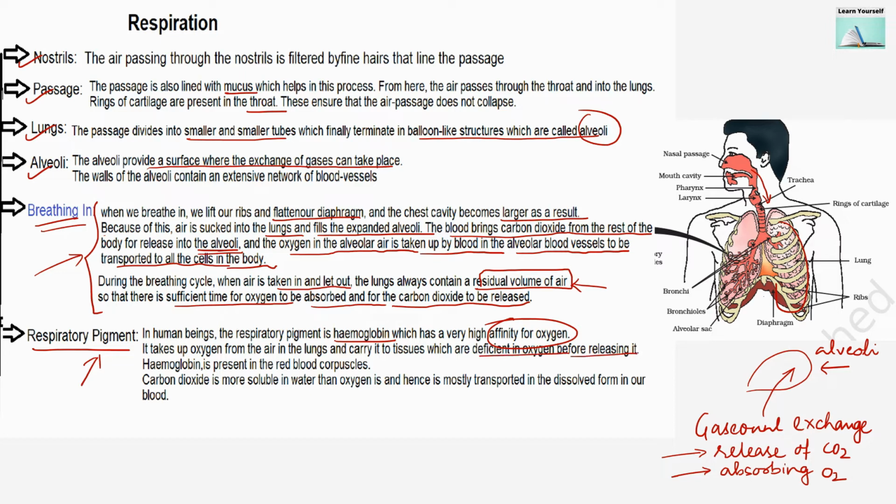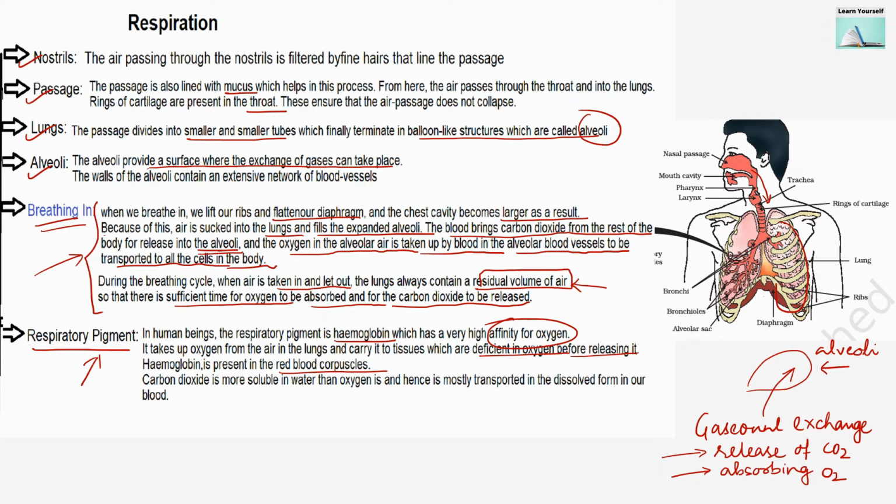Hemoglobin is present in red blood corpuscles, and once it attaches with the oxygen, it makes a compound called oxyhemoglobin. Then it will go to the cell which is deficient in oxygen and it will release the oxygen into the oxygen-deficient cell.